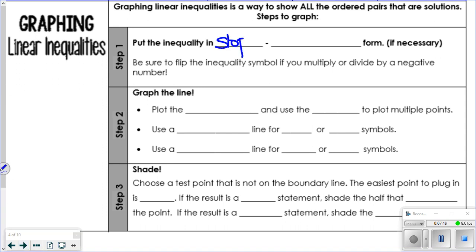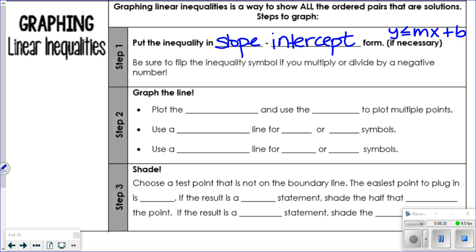And I only have to do this if necessary. If y is already isolated or solved for, I'm good. If not, if it's in standard form, I need to convert it to slope-intercept form. So it might look like this, y, and then over here we have mx plus b, and our symbol could be less than, greater than, less than or equal to, whatever it is.